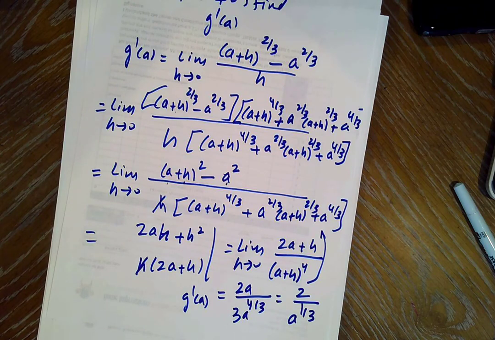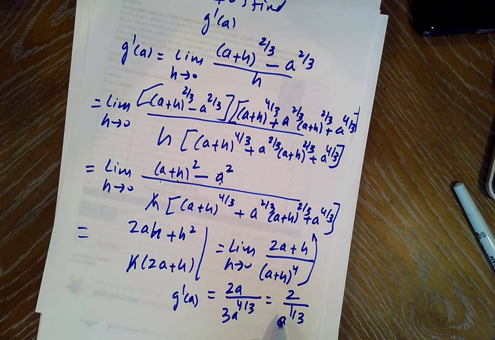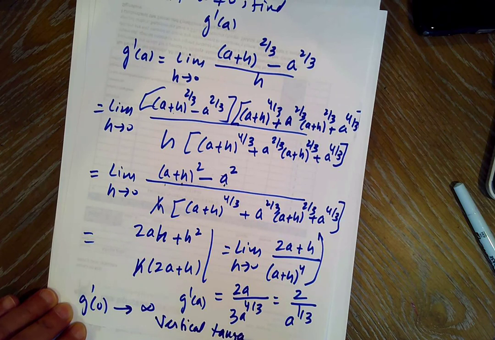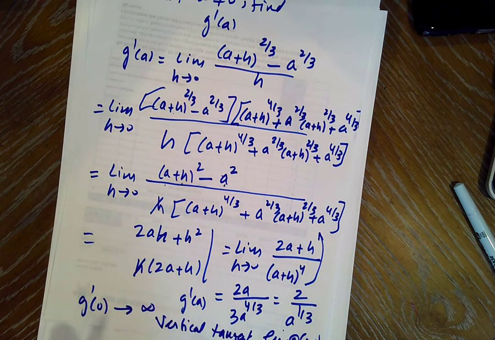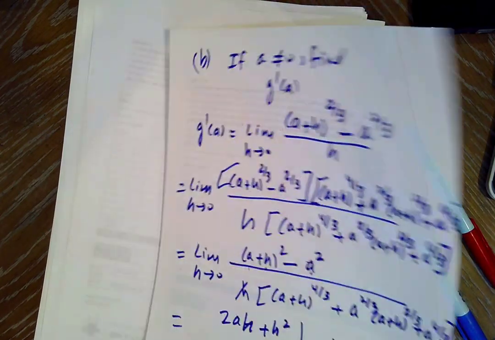All this work, okay? Part C, show that y equals 2x to the 2/3 has a vertical tangent line at 0. If you put in 0 as h goes to 0, you're going to get 2 over 0, so it's undefined, which means g prime of 0 goes to infinity. That means we have a vertical tangent line at (0, 0). Then you can graph part D. You can see that it has a vertical tangent line at (0, 0), and that's it.